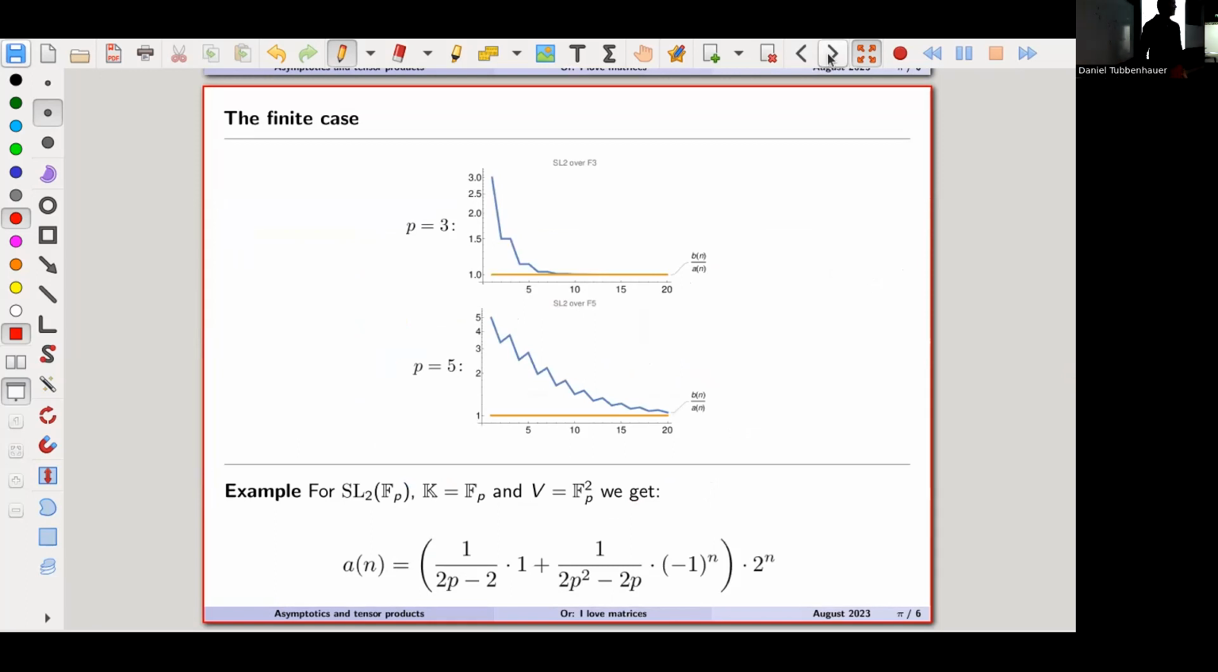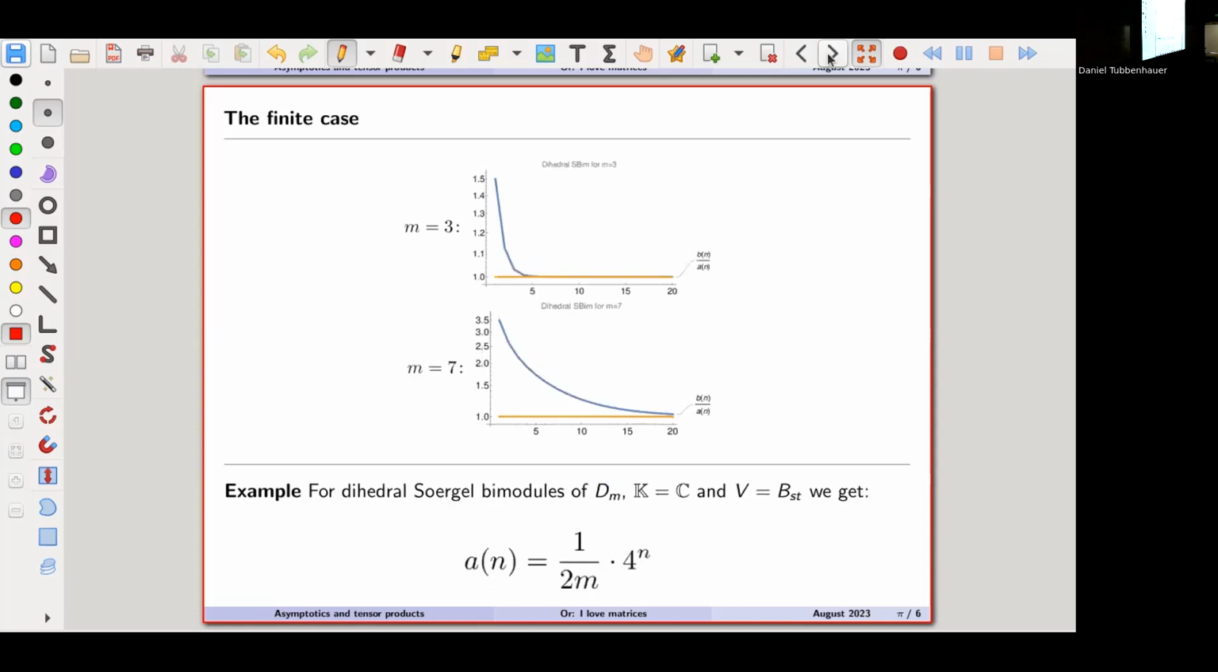But there's no condition on semi-simplicity at all. But we do care about the finiteness. Right now, I'm only doing the finite case. I'm going to throw away the condition in a second. There are simply no conditions at all. Yeah, here's SL2 in characteristic p. This is not semi-simple. Beautiful formula. And you can do the same for other ones. I did Soergel bimodules just because why not?